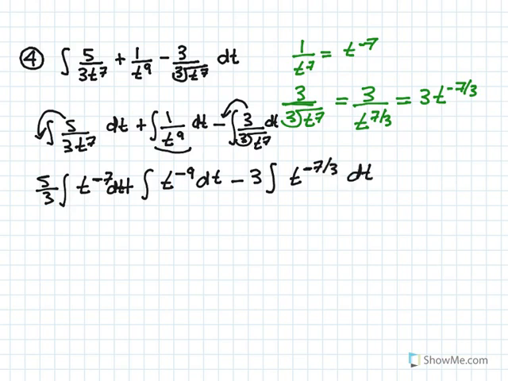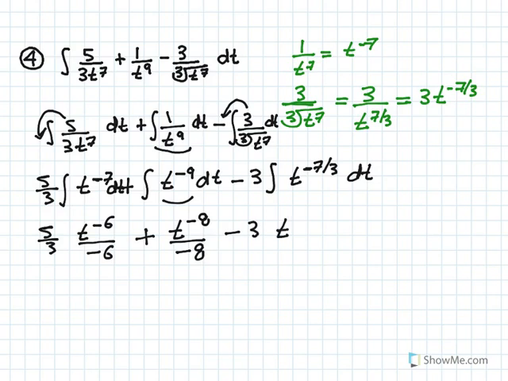Now let's reverse the power rule. We get 5 over 3, and that's going to give us t to the minus 7 plus 1, that's minus 6, divided by minus 6, plus t to the minus 9 plus 1, that's minus 8, divided by minus 8, minus 3 t to the minus 7 over 3 plus 3 over 3, that's negative 4/3, divided by negative 4/3, and plus C.